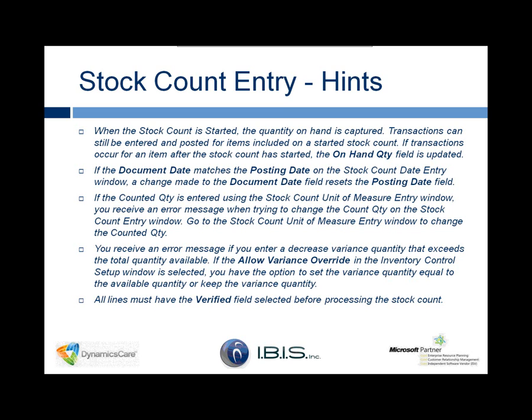When we were going over the variance computation, I mentioned that the system, under normal circumstances, does not want you to drive the inventory balance negative. But if, based upon your business rules and objectives, you have a need to allow the inventory balance to be driven negative, under the inventory control setup window, there's a field called Allow Variance Override. And again, that will allow you, whatever the variance is computed at, even if it's greater than the available quantity, the system will use that to post the variance.